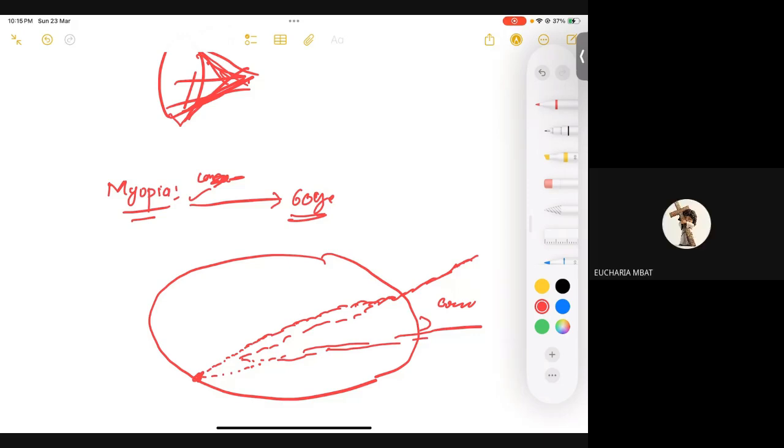Collagen is reducing, so the eyeball is reducing in size, and then the image can now form directly on the fovea of the retina instead of forming before it.